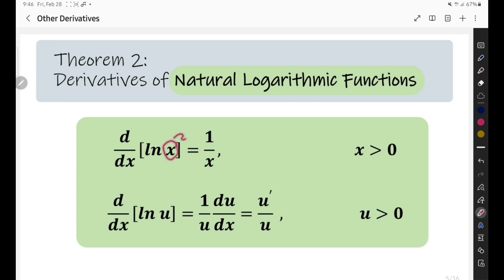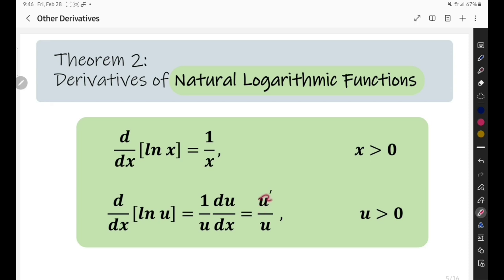However, if it's not just x, what if this is like x plus 1? So we have here the second one. If it's a function in x, like u is equivalent to x squared plus 1, what you do is, same with this, 1 over x, but this time it is 1 over u, but you still have to multiply it by the derivative of u.